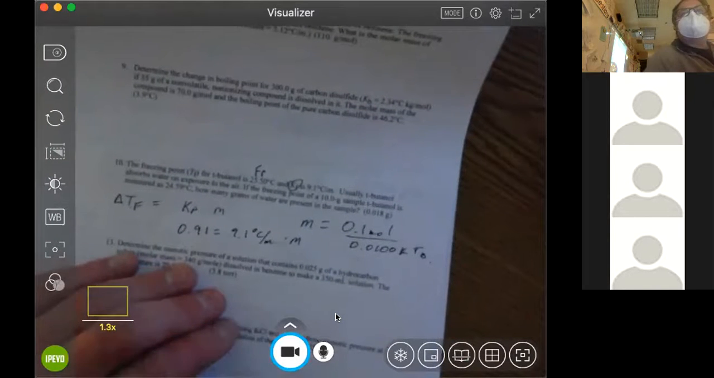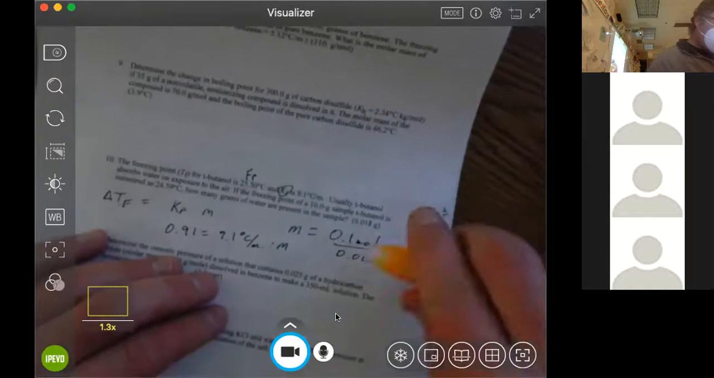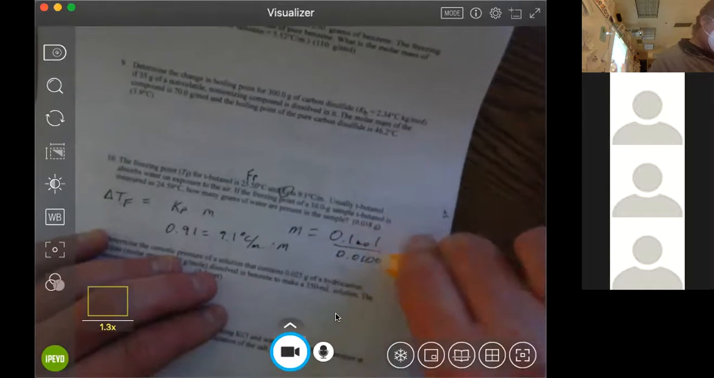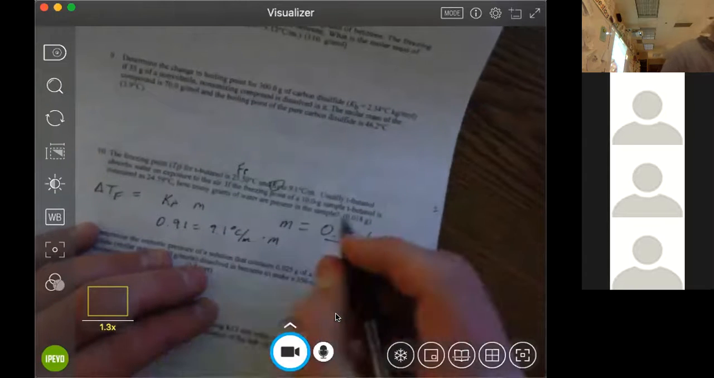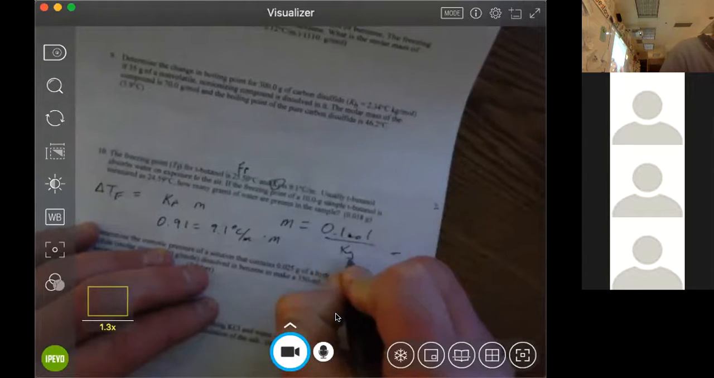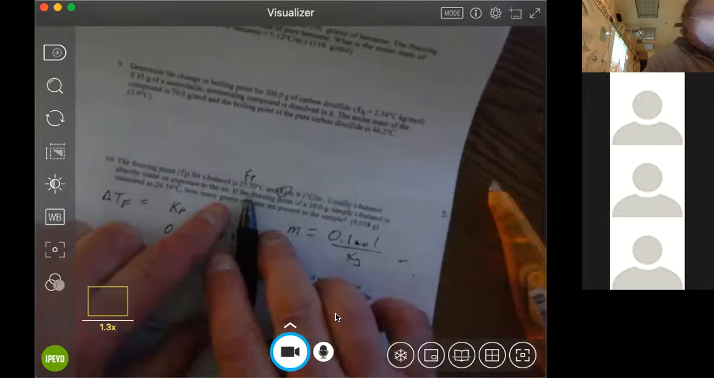Well, wait, Mr. Jackson. Yes. Why would you put the grams of the tert-butyl at the bottom? Isn't it the solute? Actually, the molality is 0.1 moles per kilogram of tert-butyl. That's the question here. How do I know that the tert-butyl is the solvent for this?